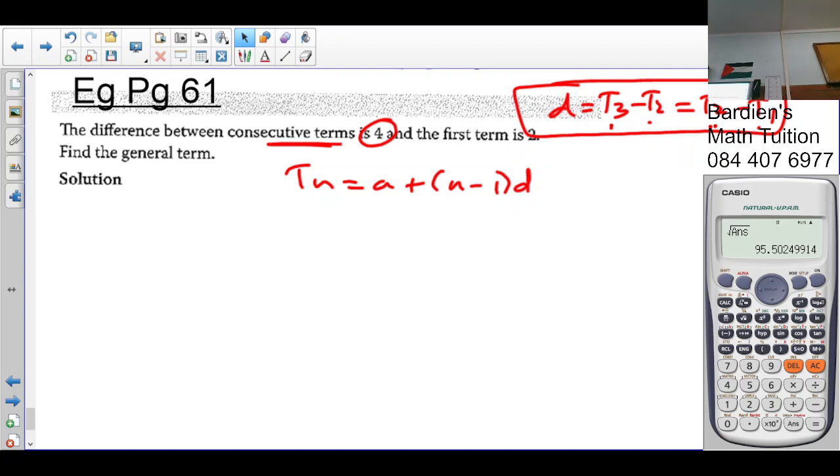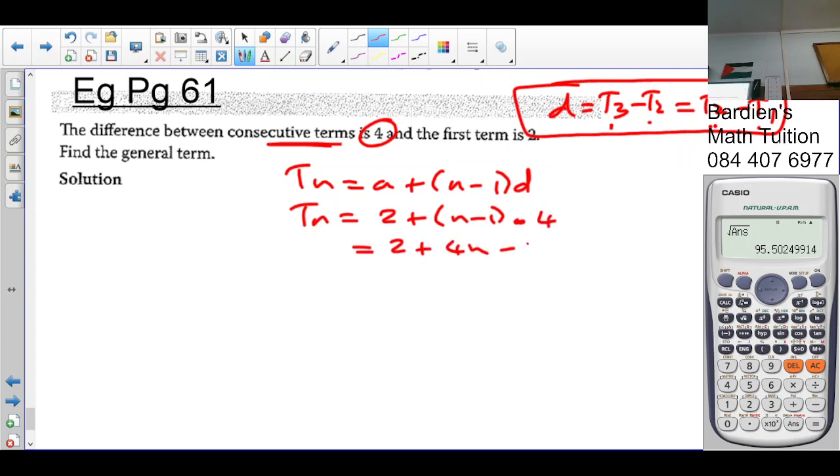Okay, so the difference between consecutive terms is 4, so your d value is 4, and it has a first term of 2. So Tn is equal to 2 plus (n minus 1) times 4. So it's 2 plus 4n minus 4. So it's going to be 4n minus 2. Do you all agree with that? Yes, sir. Okay.